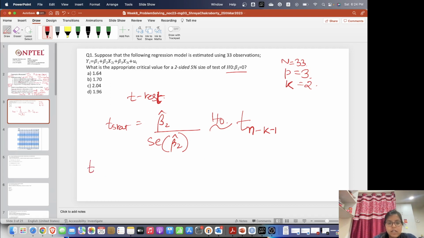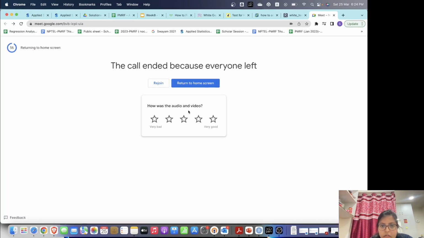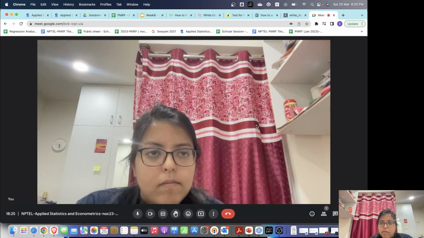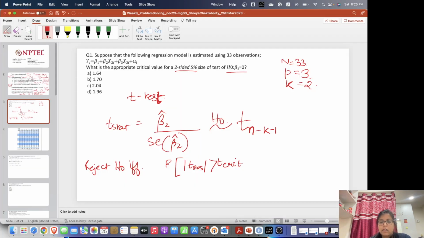So the t critical value will then be t. We are doing a two-sided test, so we will reject H naught if and only if the probability of t observed being greater than t critical is less than 0.05.